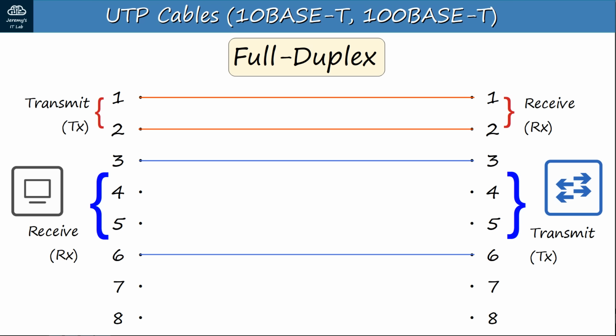Full duplex transmission means that both devices can send and receive data at the same time, and no problems like collisions will occur because they use separate wires to transmit and receive data. Just like that, both devices send data at the same time and there are no problems.